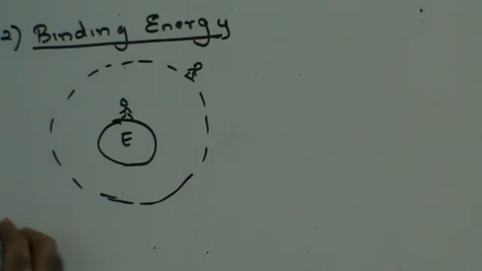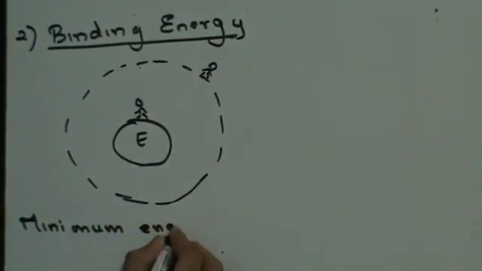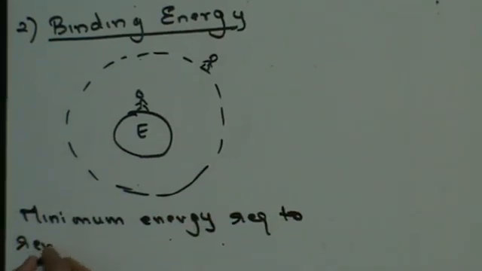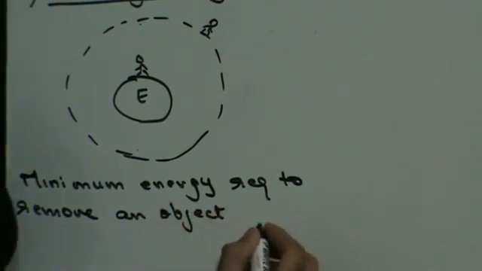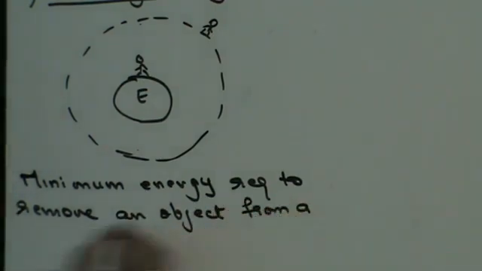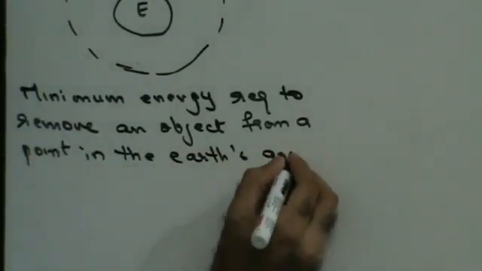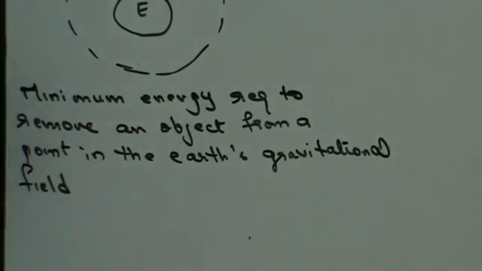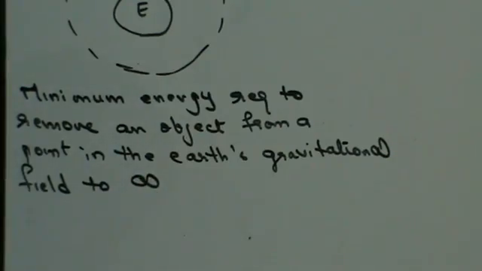Fine. So let's write this down. Binding energy is the minimum energy required to remove an object from a point in the Earth's gravitational field to infinity. That is what binding energy is.